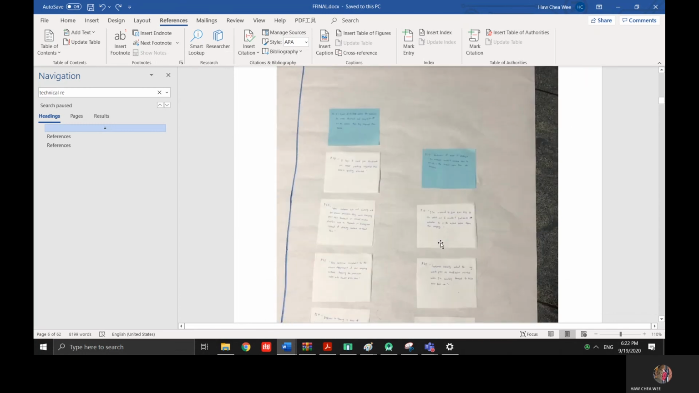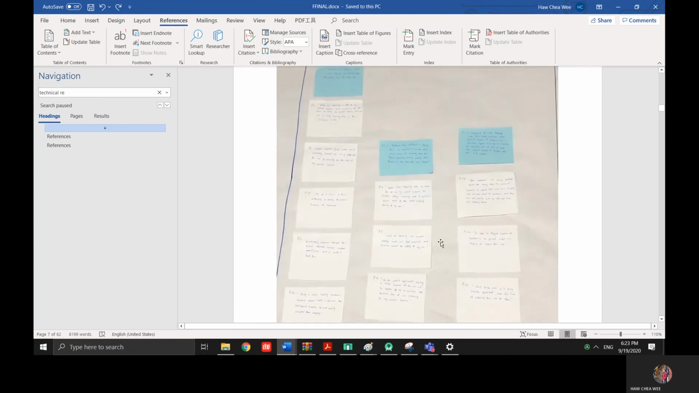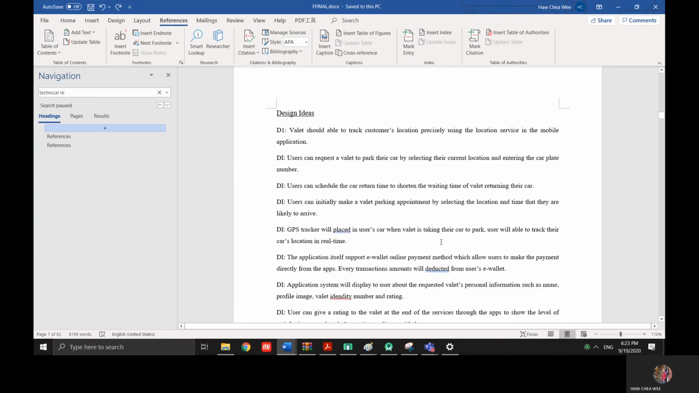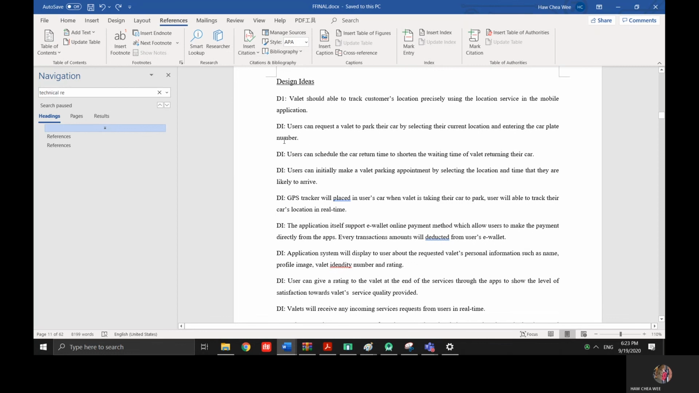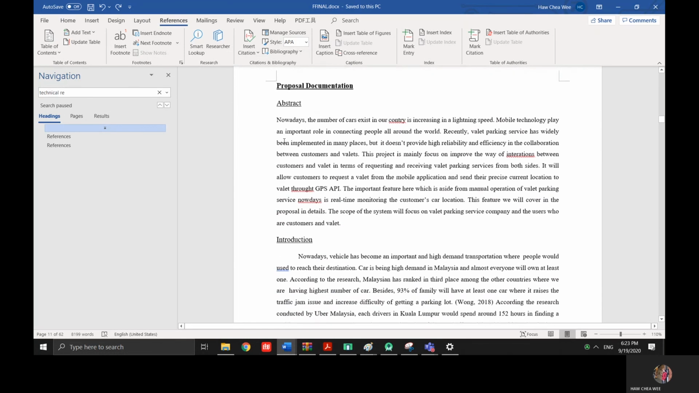So they involve 3 levels. Here is a zoom in of the image. Here are some design ideas that we discussed to implement in our solution.